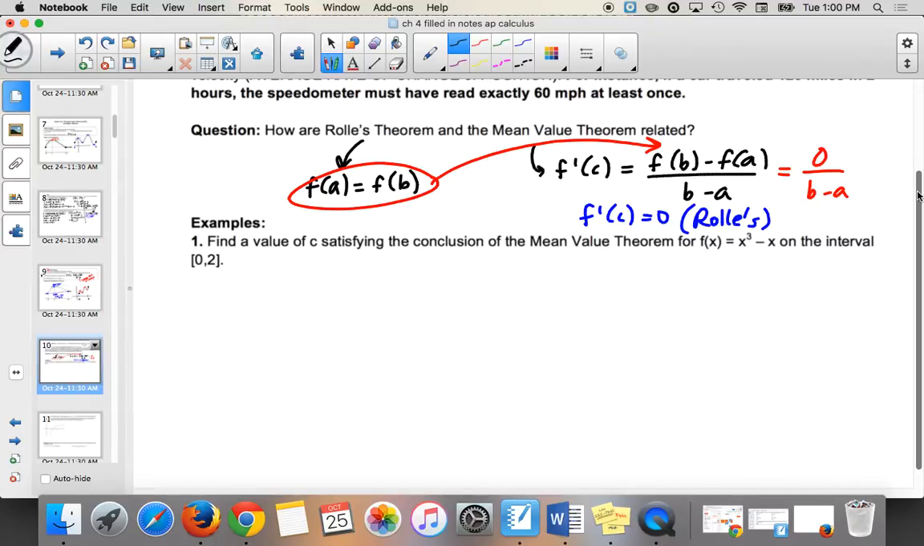All right, so find a value of c satisfying the conclusion of the mean value theorem for f of x equals x cubed minus x on the interval 0 to 2. So we started out the same way. We say f is continuous on the closed interval.